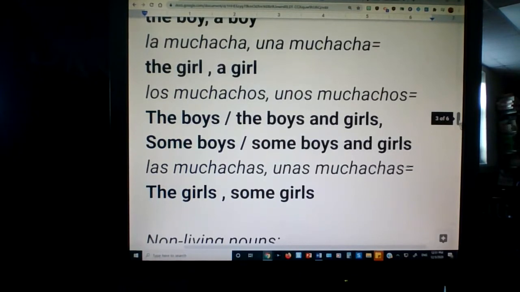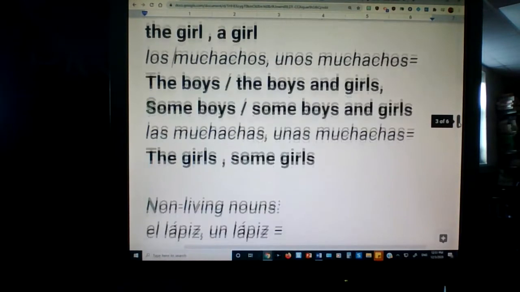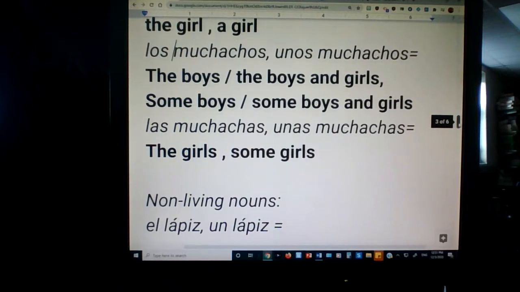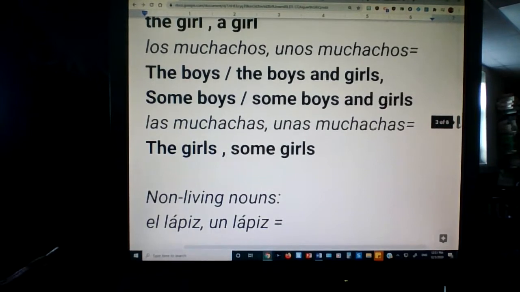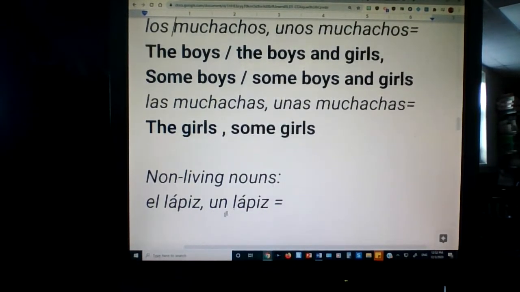Now, non-living things. Here's how it goes, okay? They only have their own gender established. It's going to be established forever like that, okay? El lápiz, un lápiz. Do you know what a lápiz is?